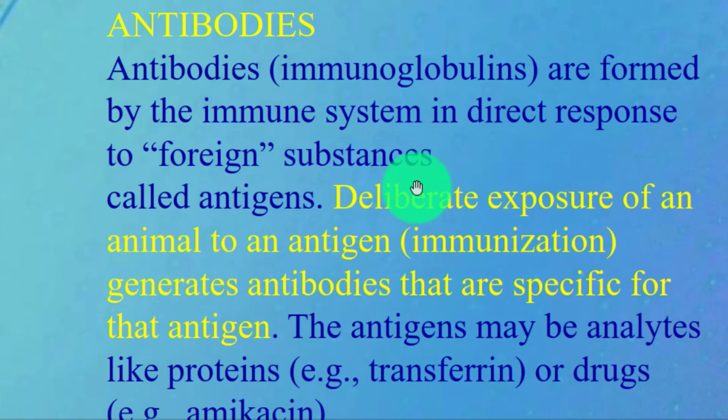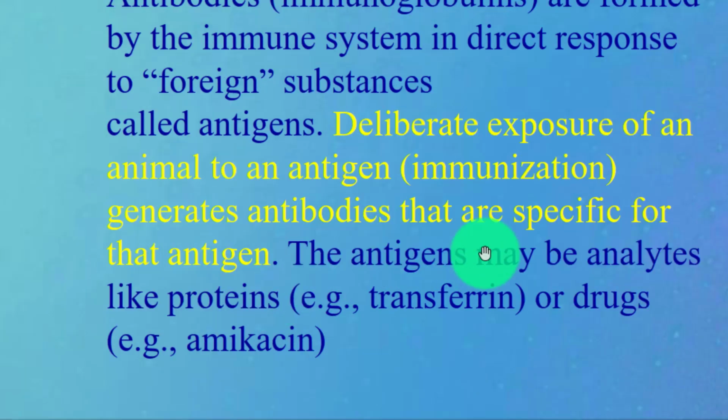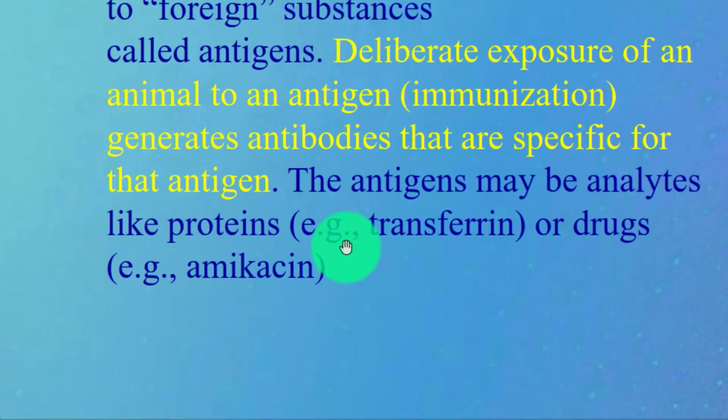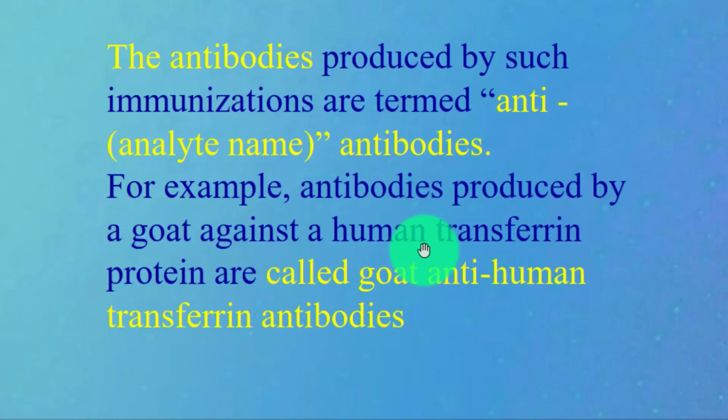Antibodies. Antibodies, or immunoglobulins, are formed by the immune system in direct response to a foreign substance called an antigen. Deliberate exposure of an animal to an antigen, immunization, generates antibodies that are specific for the antigen. The antigen may be analytes like proteins, transferrin, or the drug amikacin. The antibodies produced by such immunization are termed anti-analyte antibodies.